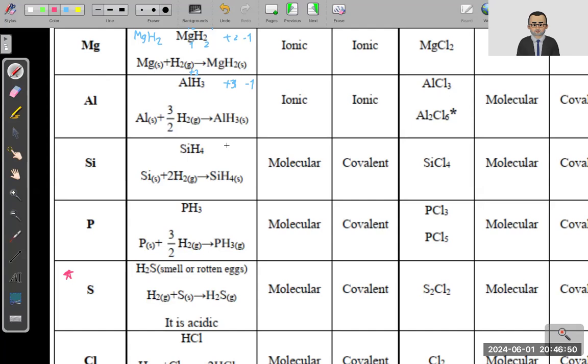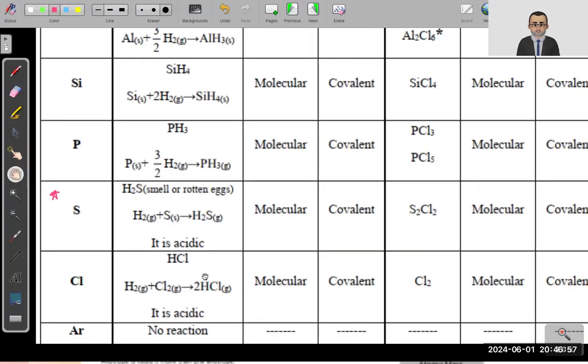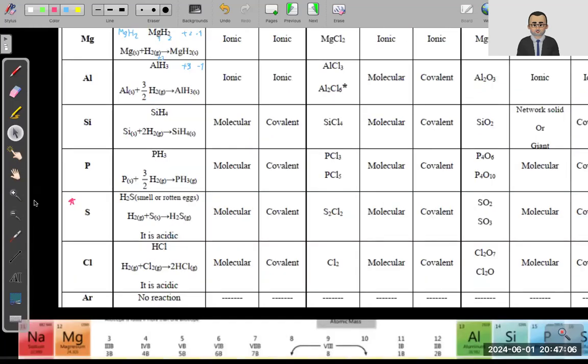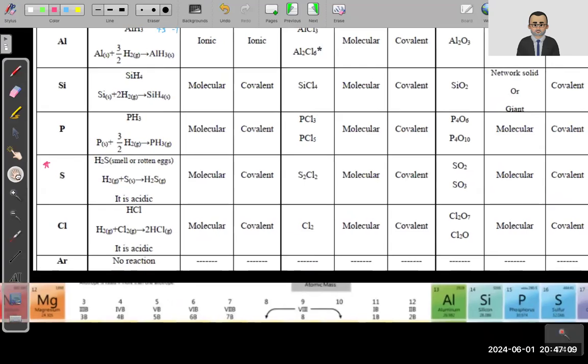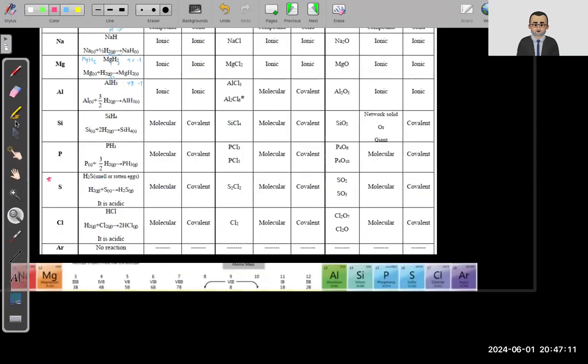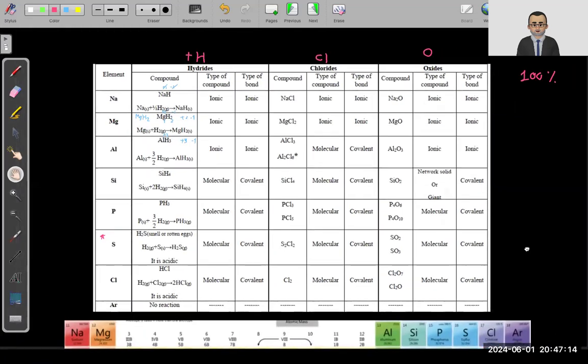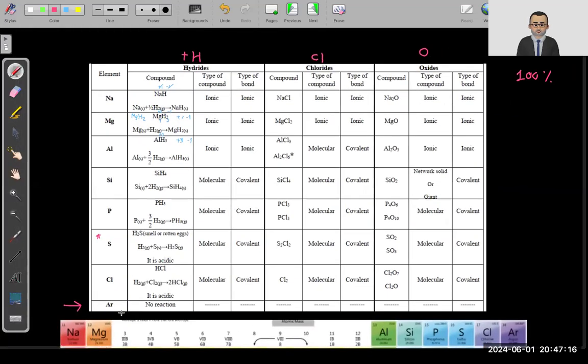Mister, that's too much. Yes, it is too much. It's the most difficult part in the chapter, and it's very nauseating, but it has to be memorized. And then the Cl with the H forms HCl. The last one, argon, is very easy, because we know argon is a noble gas and noble gas does not react with anything. So I don't need to do anything here. It reacts with nothing. It's no reaction, no reaction, no reaction in any of them.